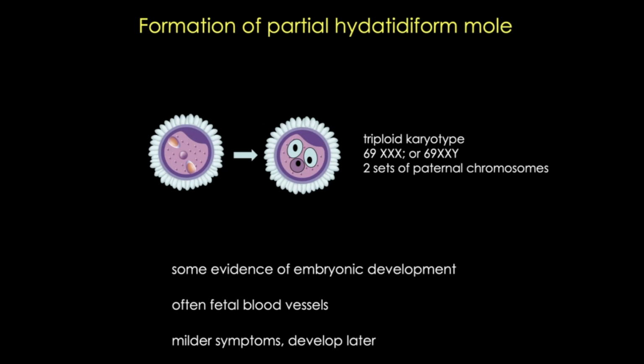Now, these patients may have milder symptoms and the embryo may develop further along, but it's always grossly abnormal and is never viable. Now, these molar pregnancies support the hypothesis that the female genome directs embryonic development while the male directs placental development. Molar pregnancies are more common at extremes of maternal age, so people older than 35 or younger than 20, for reasons that we don't completely understand.